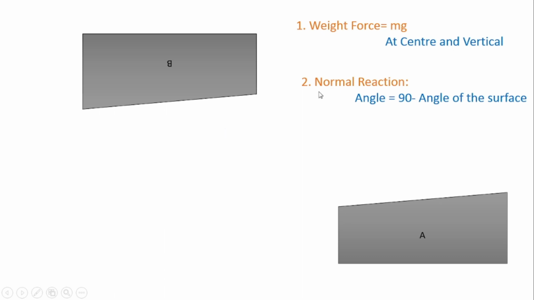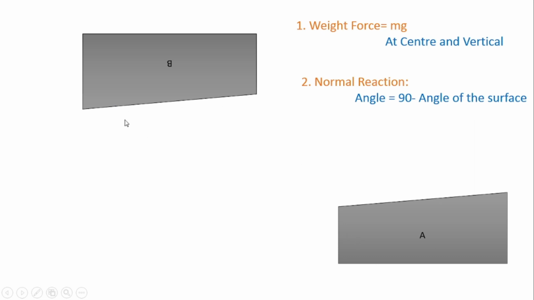The second point is we will show the normal reaction. That's why it is called a normal reaction. And the angle of reaction with the horizontal will be 90 minus angle of the surface. The block is in contact with the surfaces, so there exists a reaction. As per Newton's third law, every action has an equal and opposite reaction. So reaction exists on those surfaces. So it is there on friction surface 1, friction surface 2 and friction surface 3.